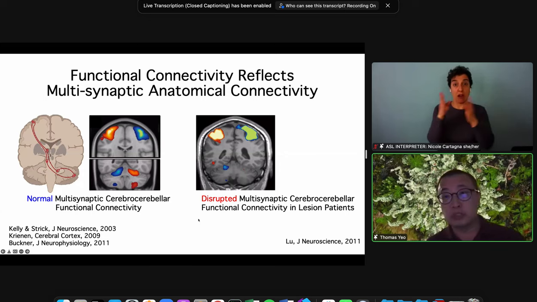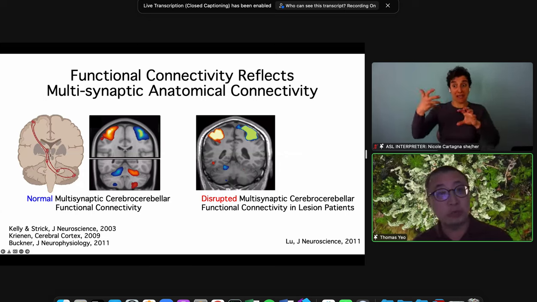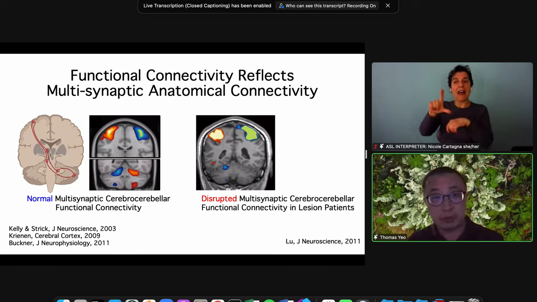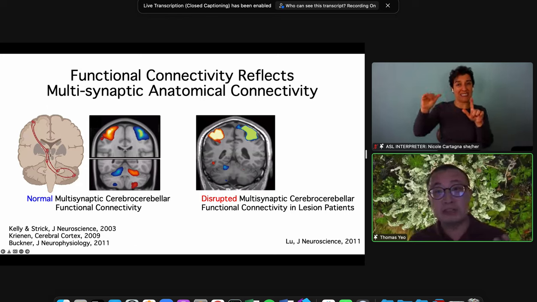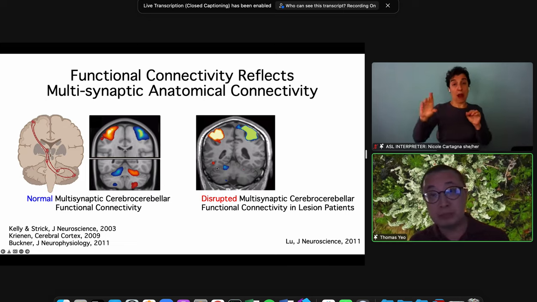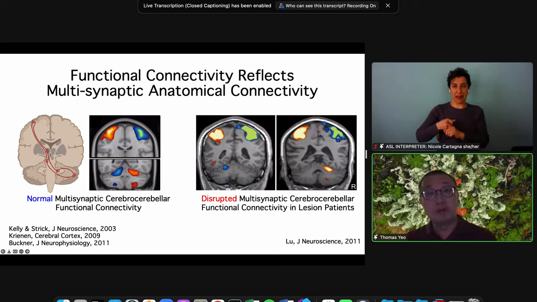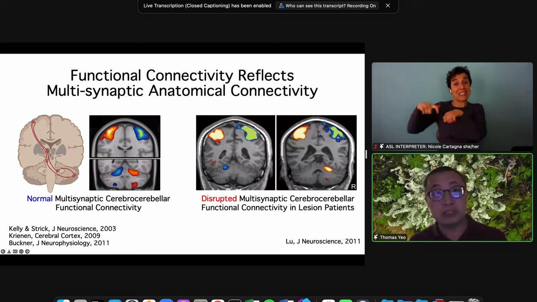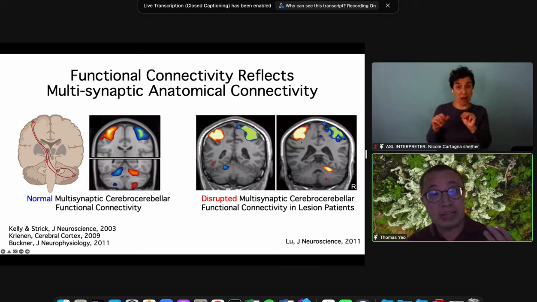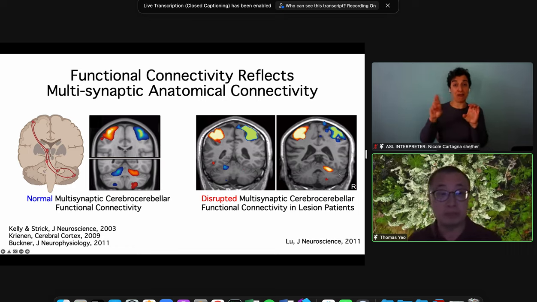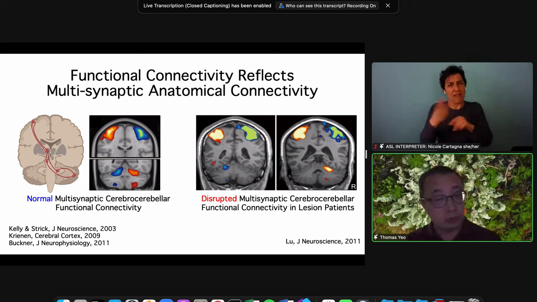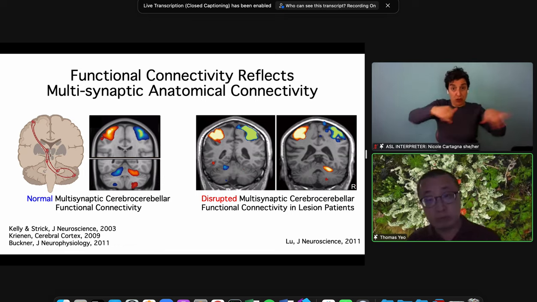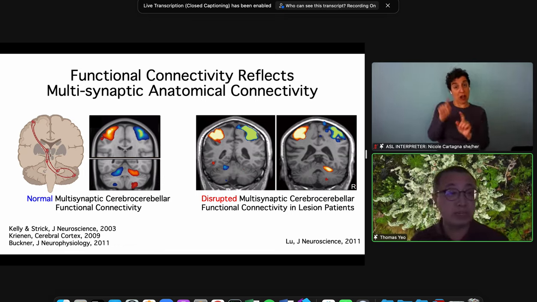Furthermore, this contralateral functional connectivity is disrupted in patients with focal lesions of the pons. So lesions in the left pons disrupt functional connectivity between left motor cortex and right cerebellum, while connectivity between right motor cortex and left cerebellum is less affected. Conversely, lesions in the right pons disrupt functional connectivity between the right motor cortex and the left cerebellum, while connectivity between the left motor cortex and right cerebellum is less affected. So overall, functional connectivity reflects some form of multisynaptic synchronization across brain regions, and is a useful tool for studying human brain network organization.